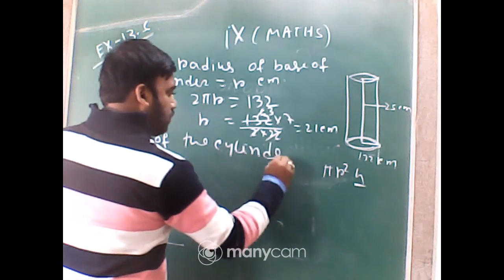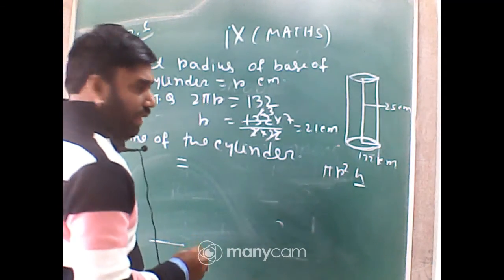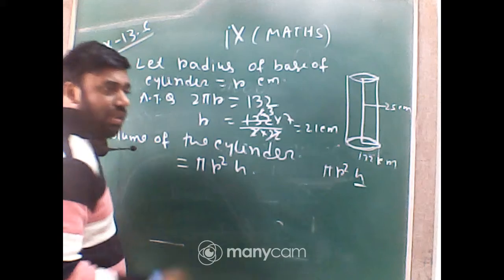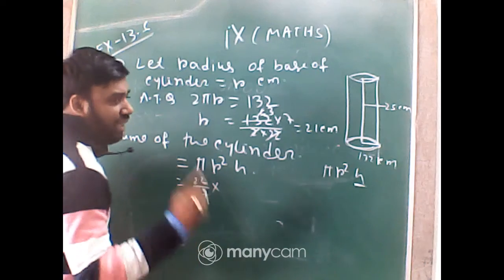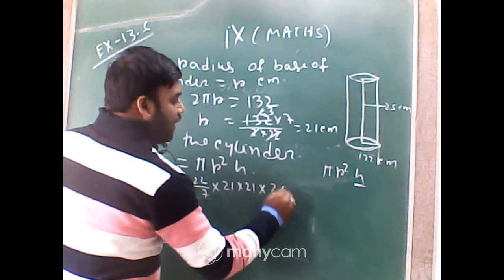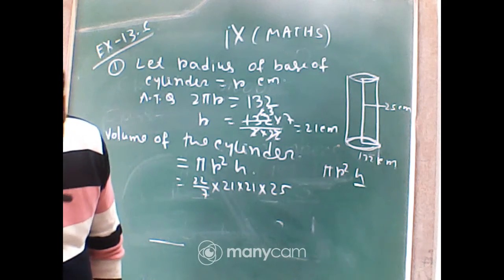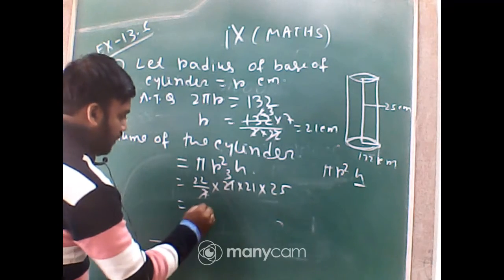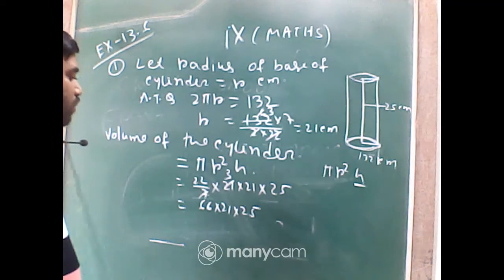So volume of the cylinder equal to pi r square h. Pi r square h is the formula. Now pi equal to 22/7, r square, r equal to 21, so 21 into 21 into h. h means 25. Now calculate it quickly. 22/7 into 21 gives 66, so 66 into 21 into 25.